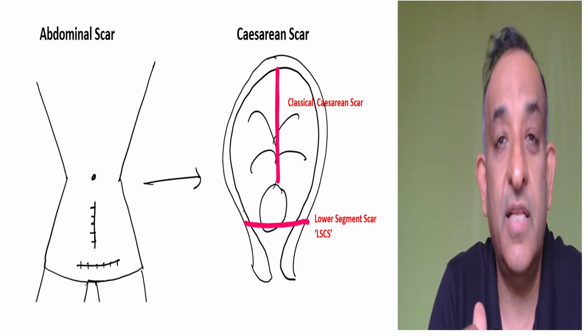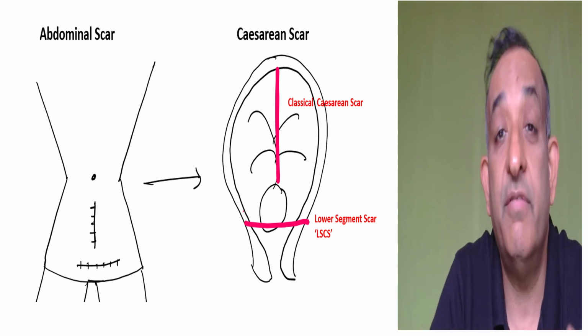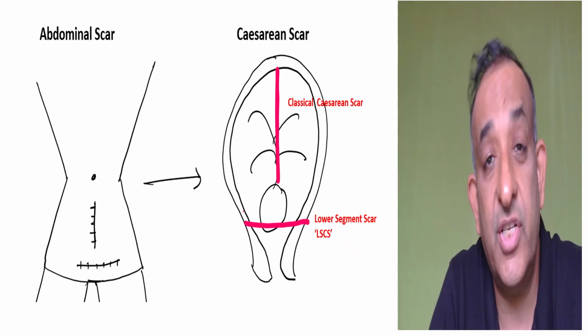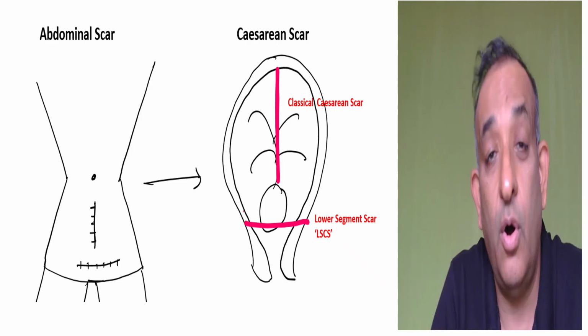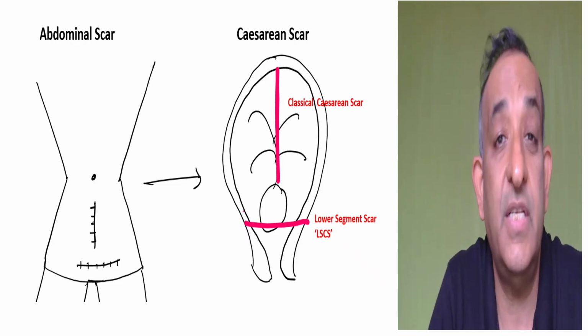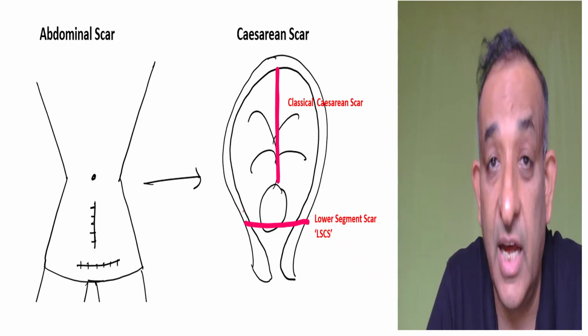Whichever way we enter the abdomen, whether we go vertical or Pfannenstiel, next we reach the uterus. When we reach the uterus, how do we open the uterus? As a classical cesarean section, which is a vertical uterine incision, or a transverse incision in the uterus, which is also called the lower segment cesarean section. That lower segment cesarean section is the most common incision done.